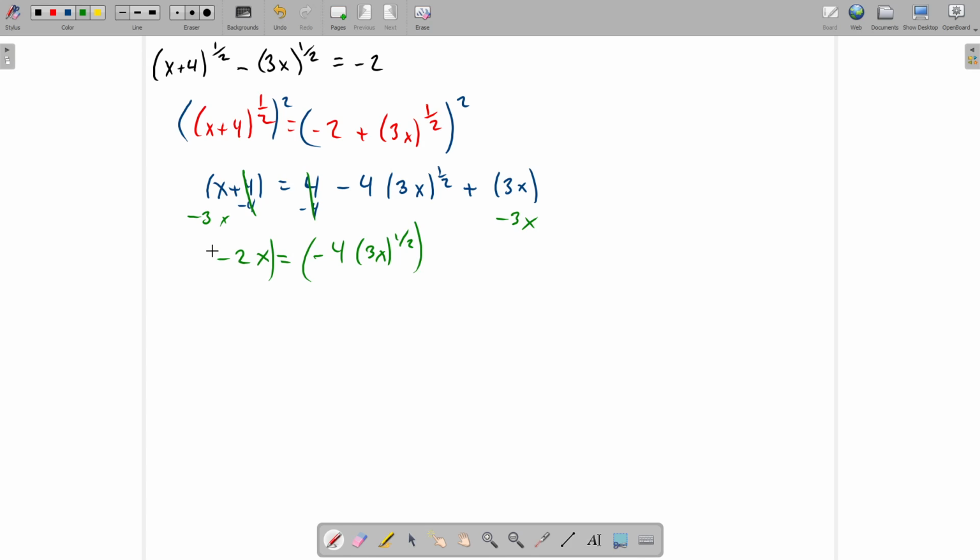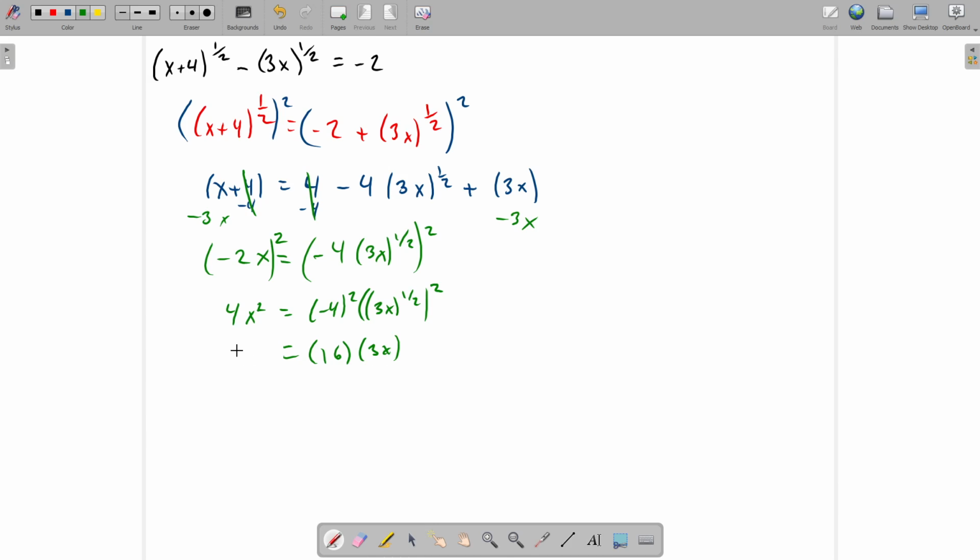Now to get rid of this 1/2 exponent, we're going to do the same thing. We're going to square both sides. So when we square both sides, we have to square both the coefficient and the x. So -2 squared is +4, and x squared is just x squared. And we need to square both pieces here. So we have -4 squared and 3x to the 1/2 squared. So -4 squared is +16, and 3x to 1/2 squared is going to cancel out the 1/2 exponent, leaving us with 3x.